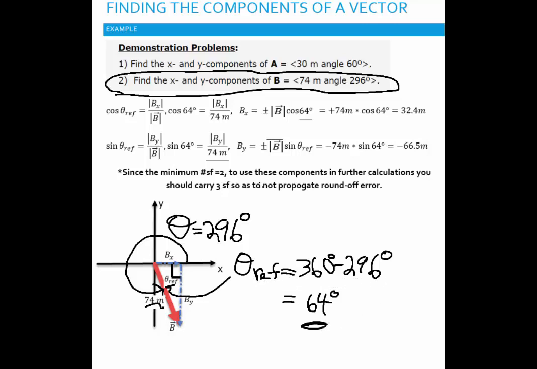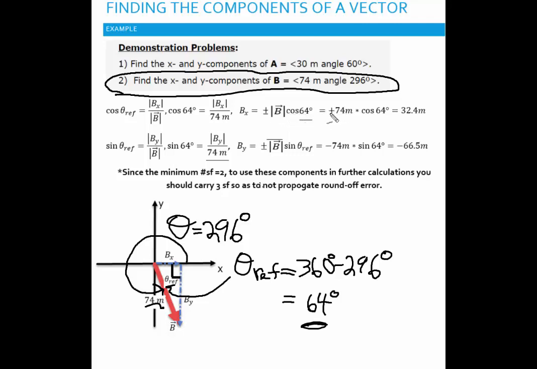Step 4, use the trig functions to find the x component and y component of vector B, b sub x and b sub y. Cosine of theta ref, cosine is the adjacent over the hypotenuse. The adjacent is b sub x, the x component. The hypotenuse is the polar magnitude. Cosine of theta ref is the magnitude of b sub x over the magnitude of b. Here, that's the cosine of 64 degrees is magnitude of b sub x over 74 meters. Therefore, solving for b sub x is plus or minus, where you must manually prefix the sign, magnitude of vector B times the cosine of 64 degrees.